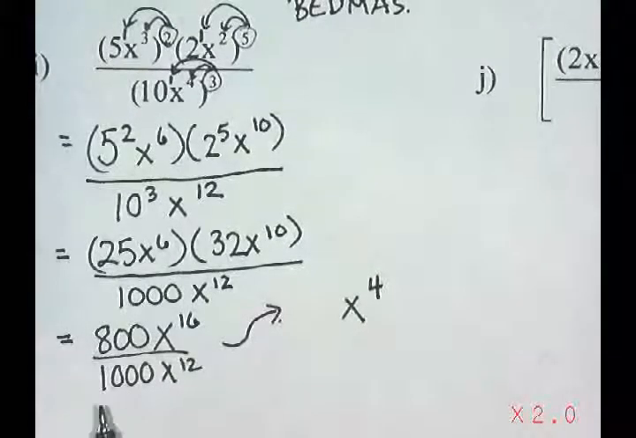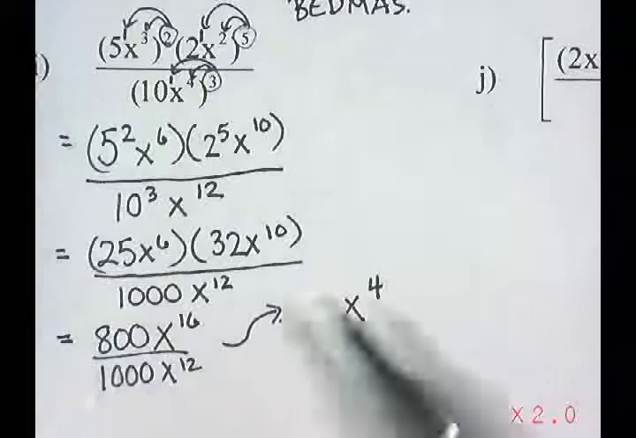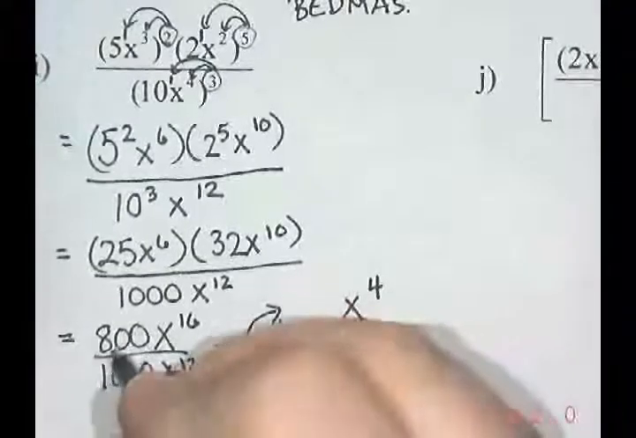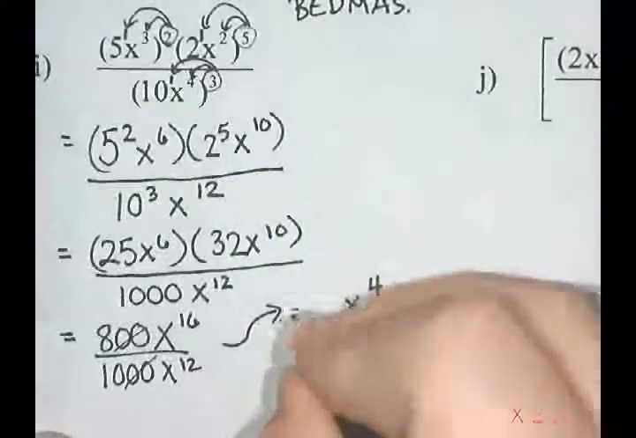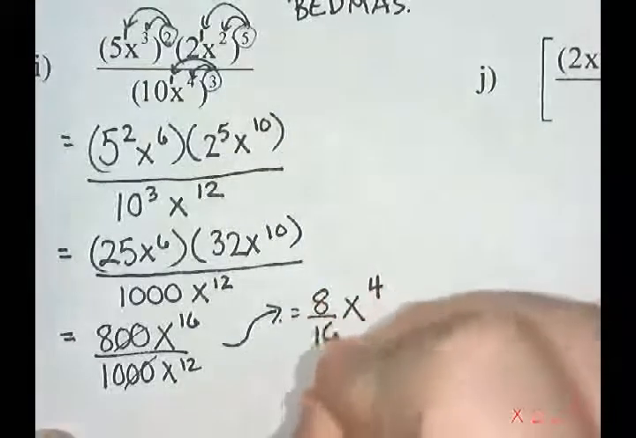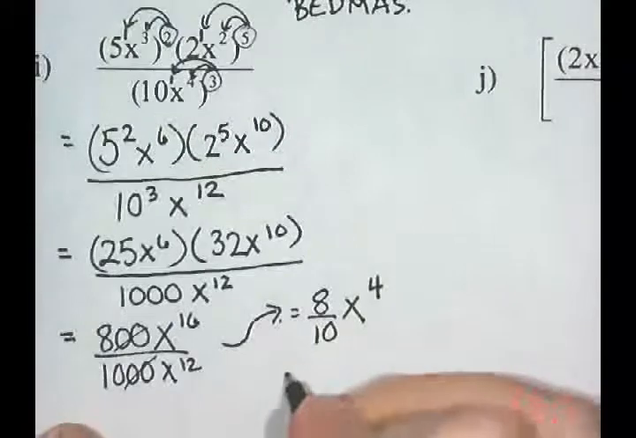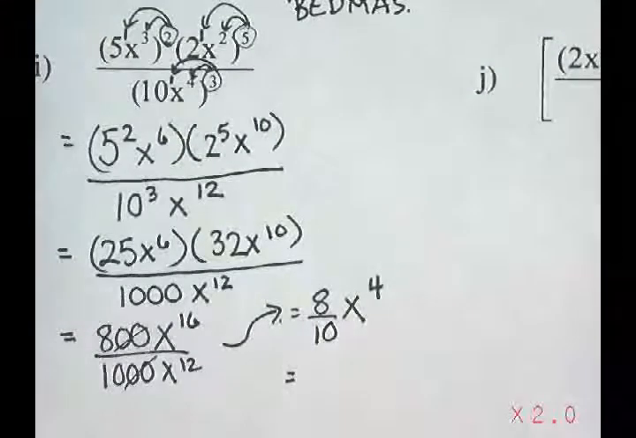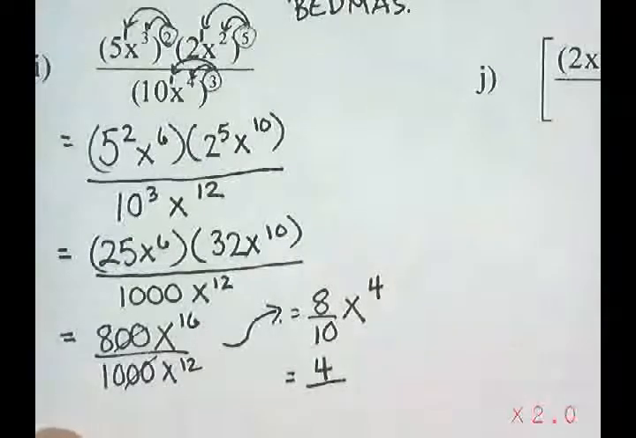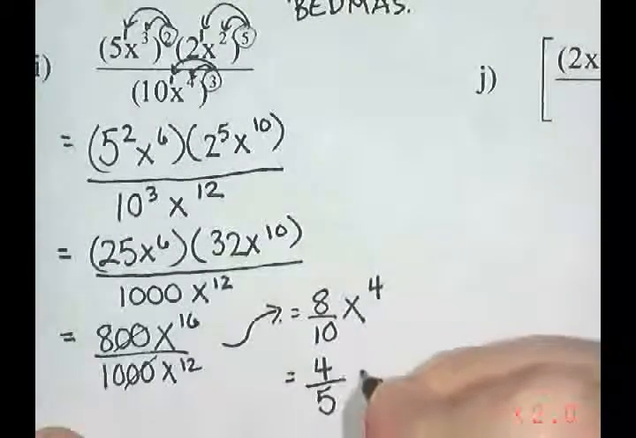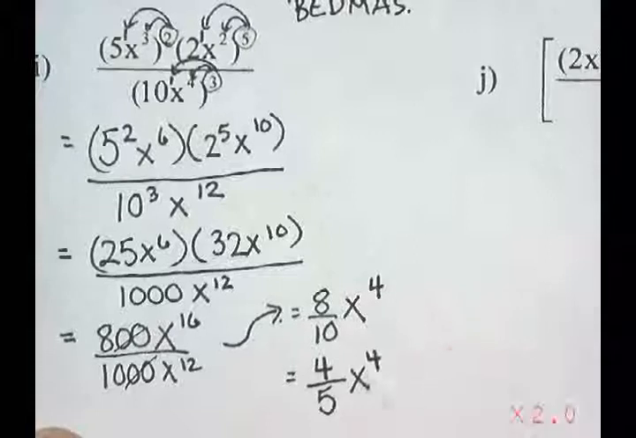So what I'm going to do instead is I'm going to just reduce the fraction as much as I can. The first thing I notice is that they are both divisible by 100, so I can divide the top and the bottom by 100, which would give me 8 over 10. But 8 over 10 does reduce a little bit further. I can divide the top and the bottom by 2. 8 divided by 2 is 4, and 10 divided by 2 is 5, so I get 4 over 5 times x to the power of 4.